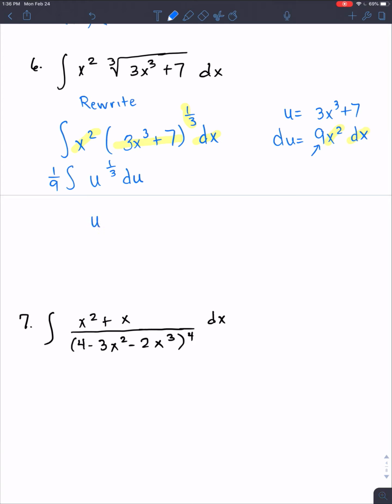The antiderivative is u to the n plus 1, which would be 4/3, and then that gives us, divide by n plus 1 is that. And then the 1/9 is brought down from being in front. And then, of course, we have plus a constant. So we'll take that and simplify it. Let's see. Looks like the 3 is reduced, so we'll have 1/12 u to the 4/3 plus a constant, and u is 3x cubed plus 7.